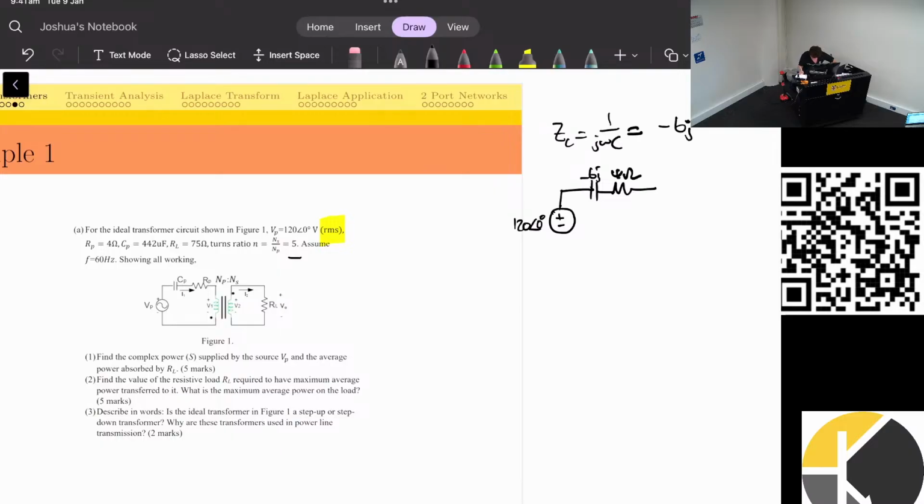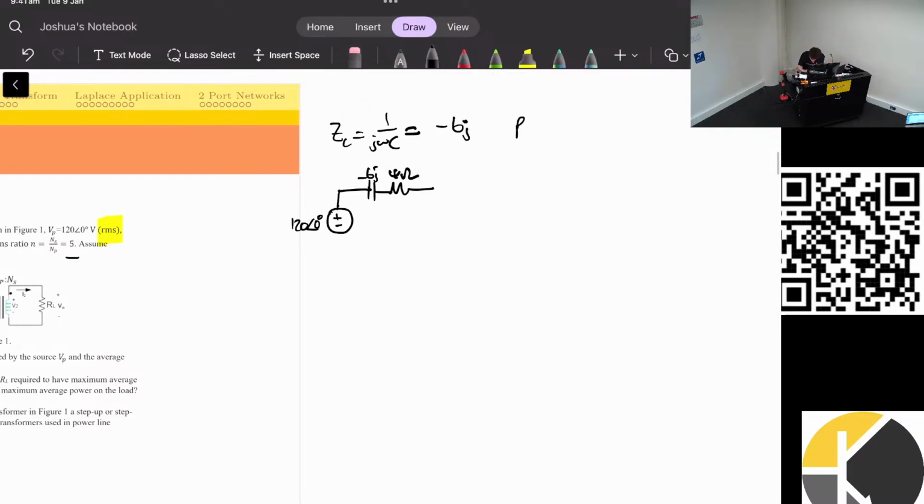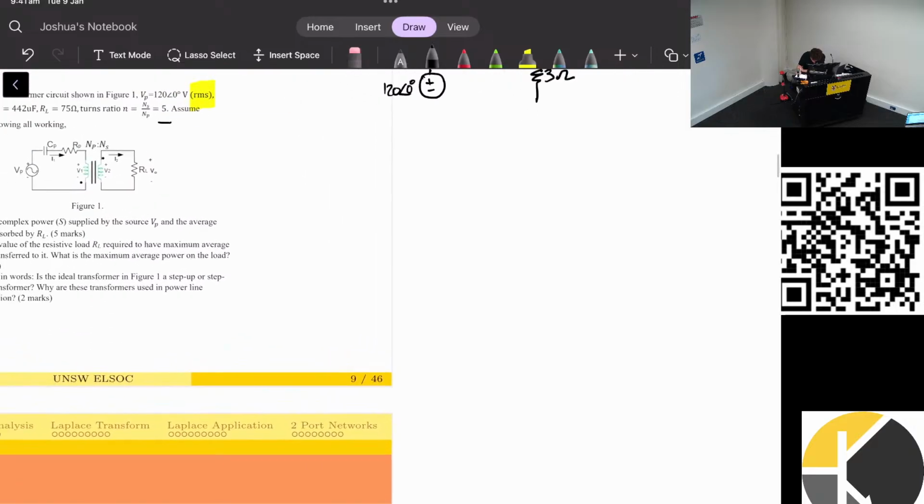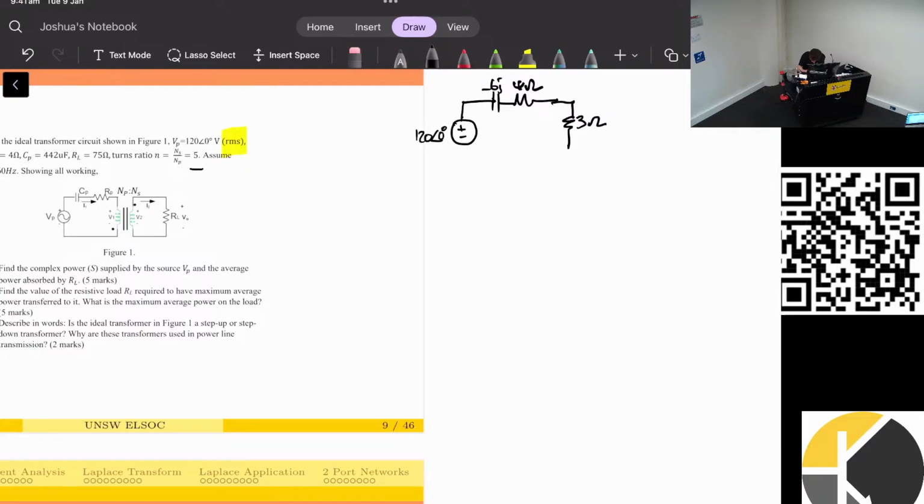They've given us our RL, and we know that Rp equals ZL on N squared, which is 75 divided by 25, which should be 3. Okay, so we have 3 ohms over here. And that should be our circuit. Now, this looks like a lot nicer a circuit to handle. So let's start analyzing.